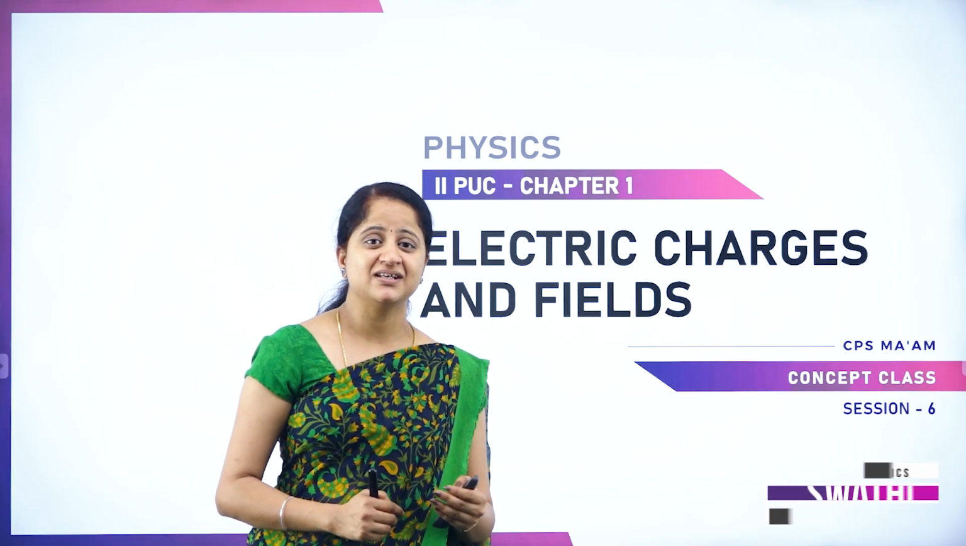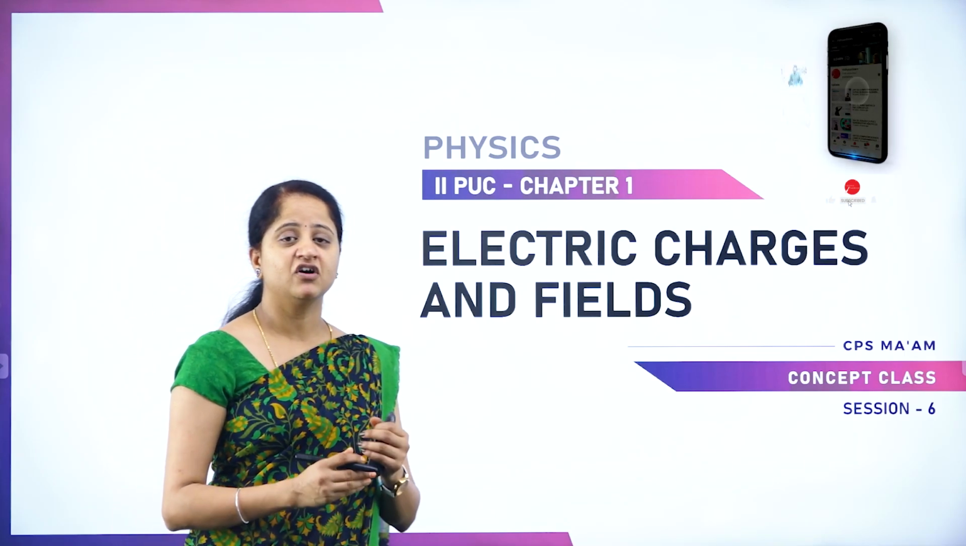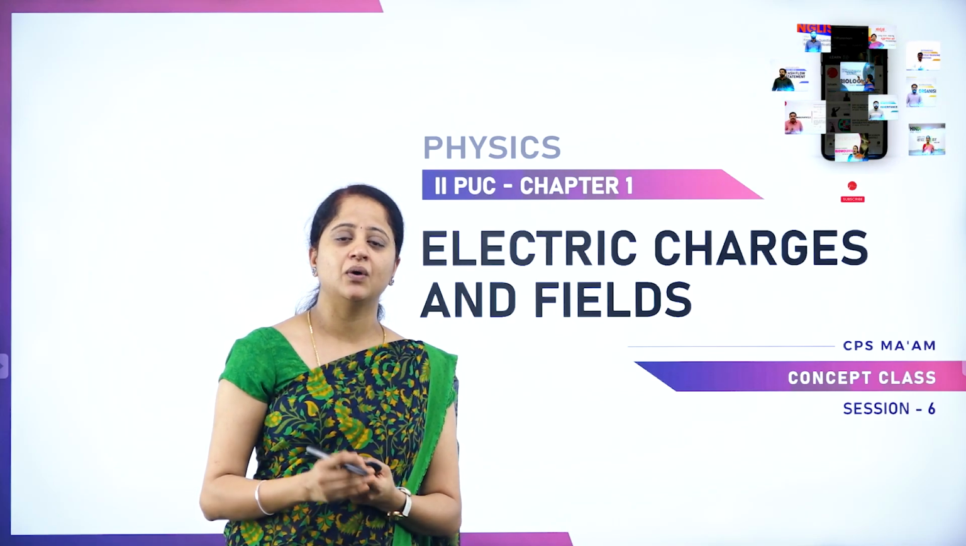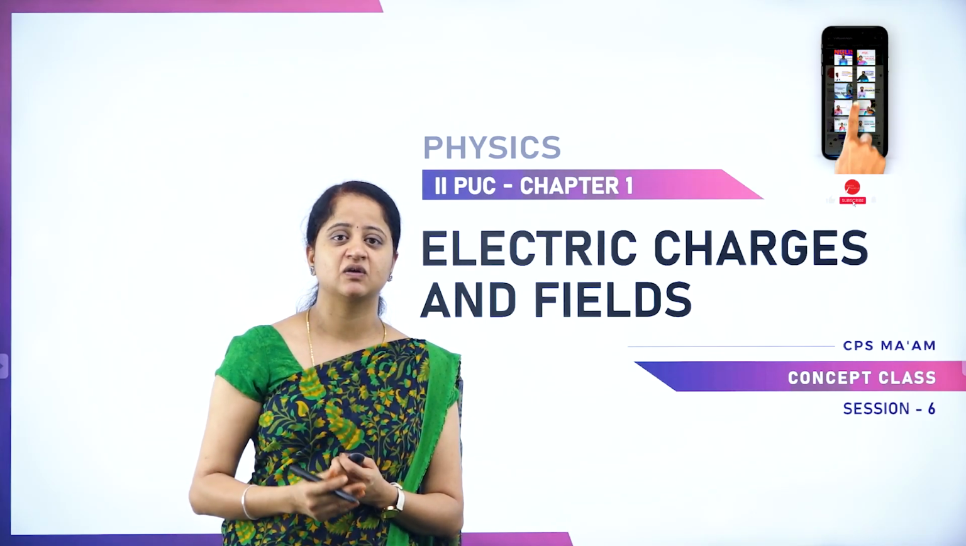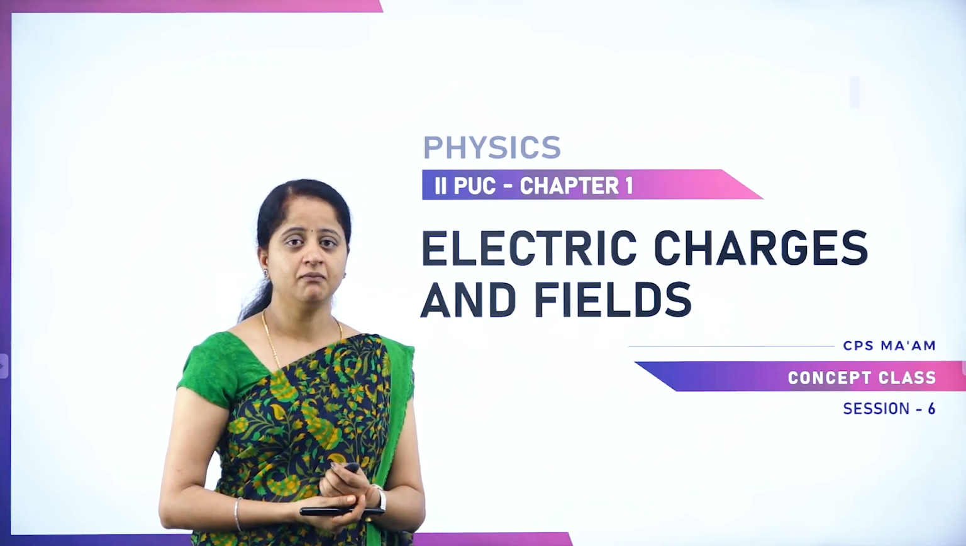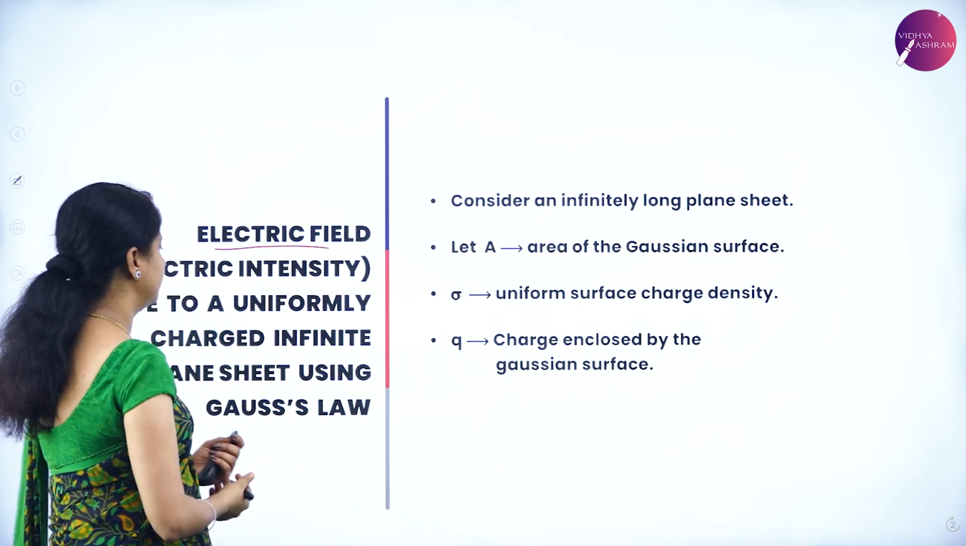Dear children, in the previous session, we were studying about the Gauss law in electrostatics. The Gauss law states that the total flux in an electric field is equal to 1 by epsilon naught times the charge enclosed by it. And we have even learnt one application of Gauss law. And in today's session, we are going to learn a few more applications of Gauss law.